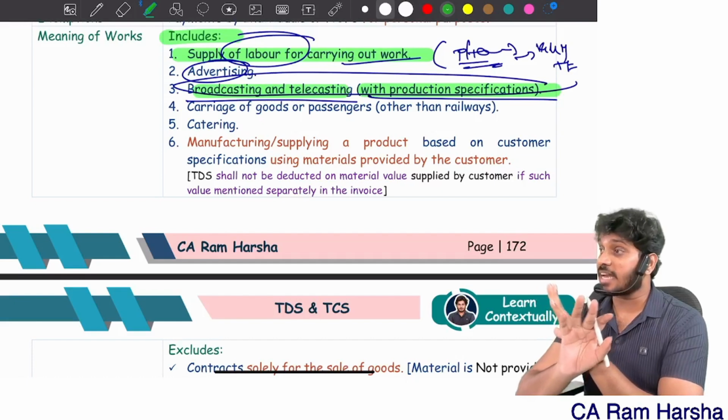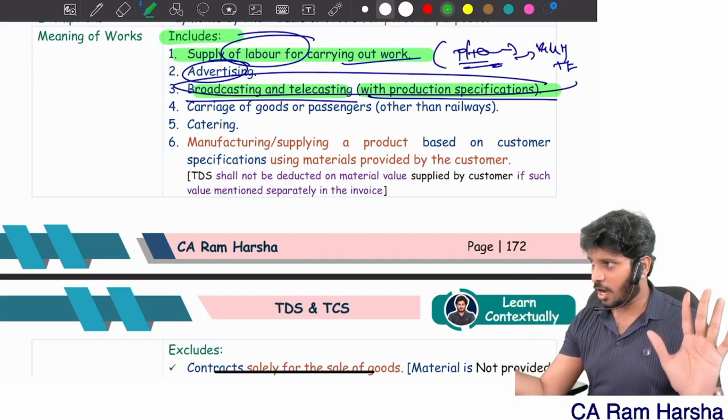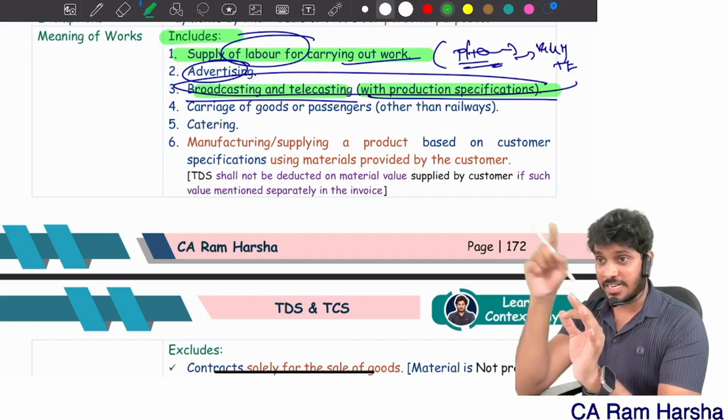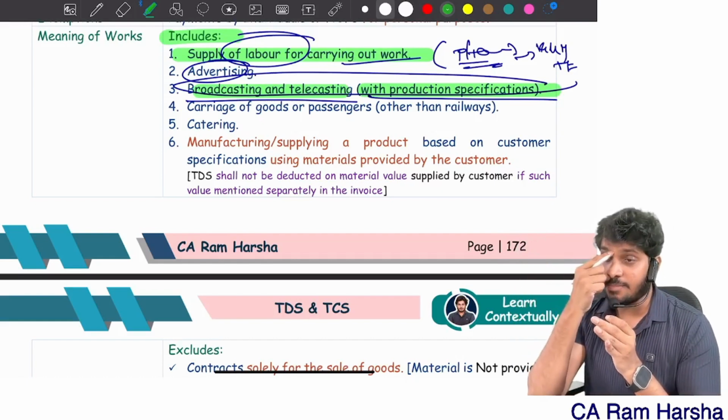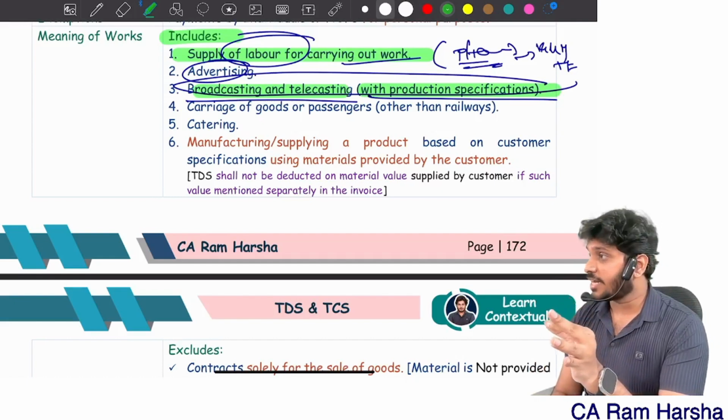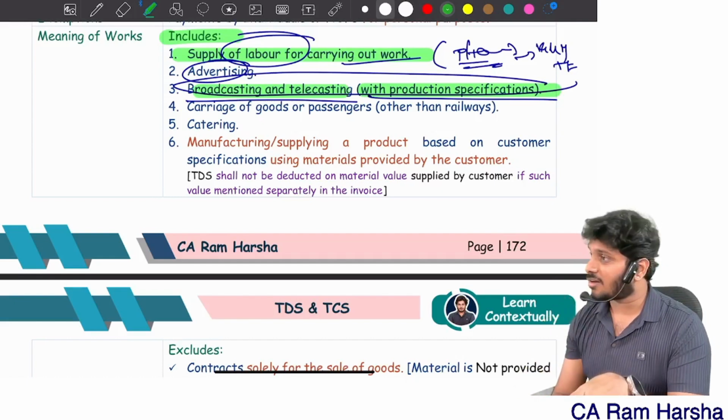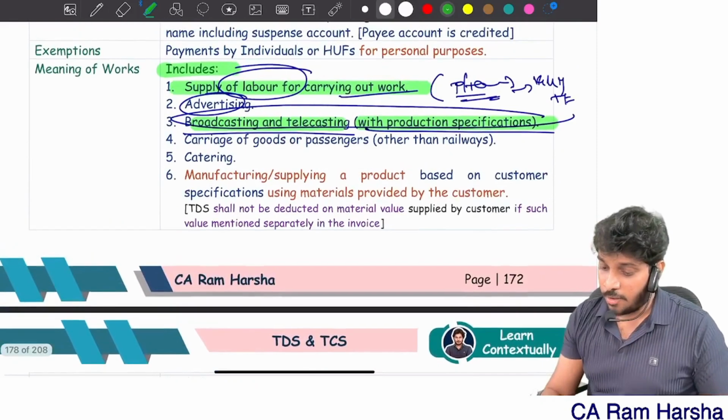No TDS under other sections also. Are you clear? Now, the ad agency, for designing the ad, hires film artists and all. For them they pay. That is liable for 194J. Are you getting it? Because a film artist comes under profession. That's it.